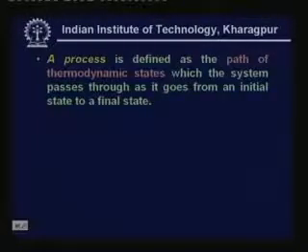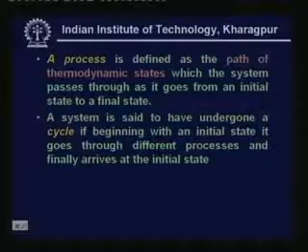Now, let us define a process. A process is defined as the path of thermodynamic states which the system passes through as it goes from an initial state to a final state. And a cycle is defined as follows: a system is said to have undergone a cycle if, beginning with an initial state, it goes through different processes and finally arrives at the initial state. That means the system passes through several processes in such a way that it finally arrives at the same initial state. So, initial state and final state will be the same. Such a process is called a cycle.